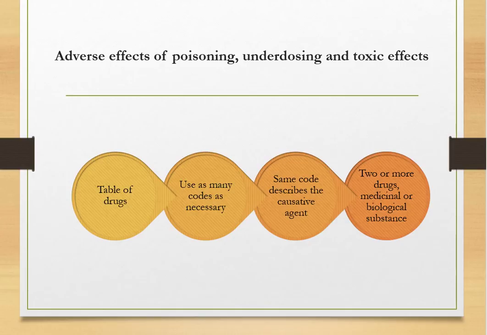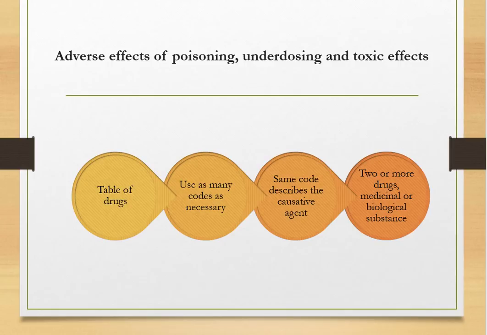Also, use as many codes as necessary to completely describe all of the drugs, medicinal, and biological substances that are impacted by today's encounter. If the same code is going to describe a causative agent for more than one adverse reaction or poisoning, toxic effect, or underdosing, you only want to assign one code. Assign the code once. Why? Guidelines state each unique ICD-10-CM code can only be reported once per encounter.